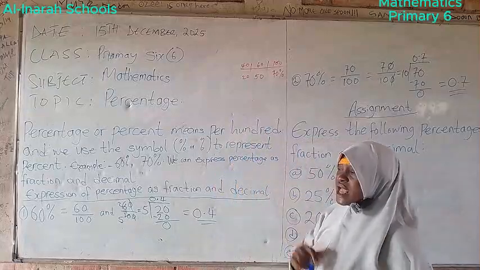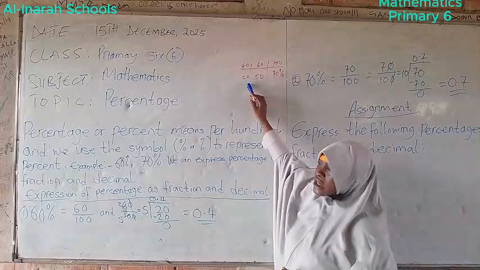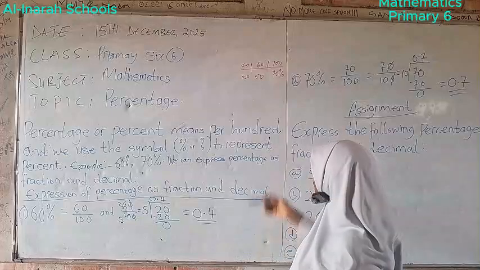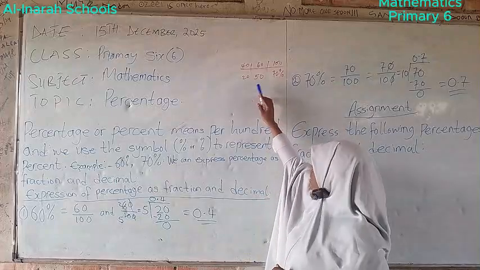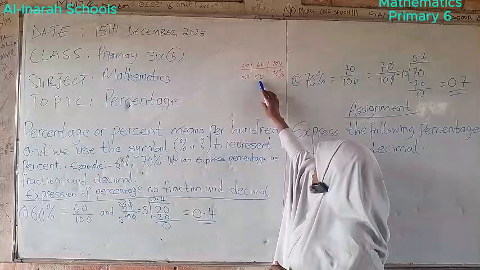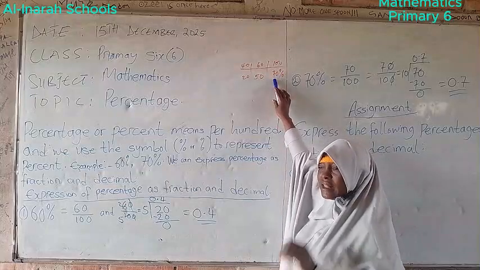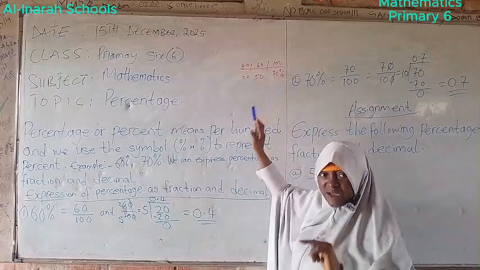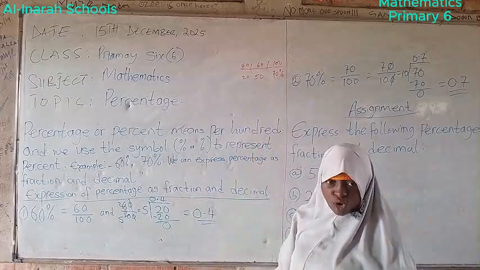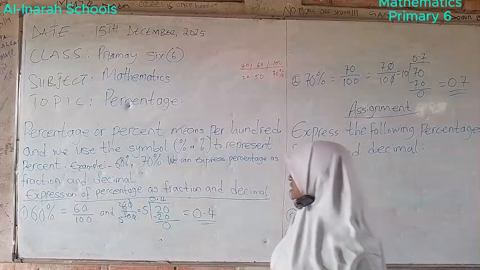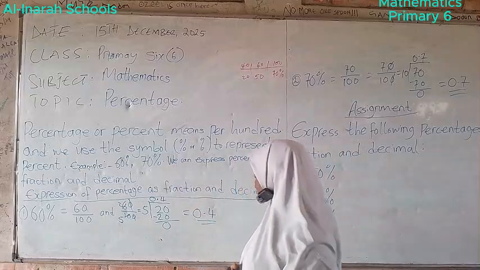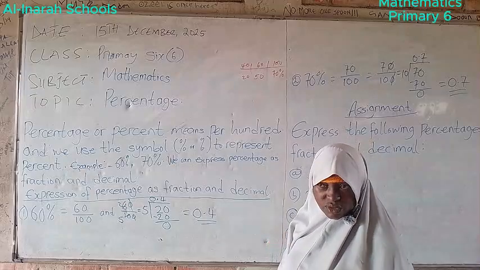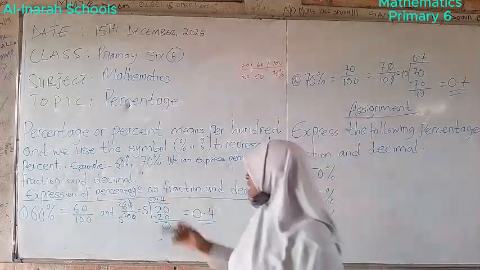Let's assume during the test, you got 20 marks. Then during your examination, you got 50. When we add this 20 plus 50, it will give us 70. That means you score 70%. That's 70 per 100.